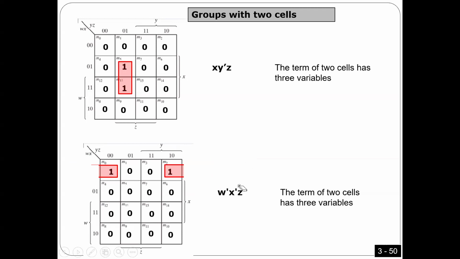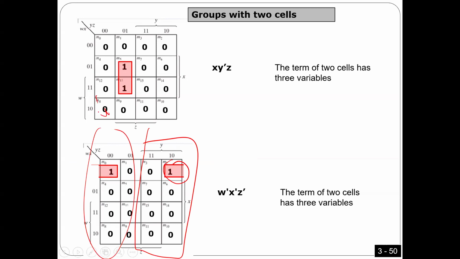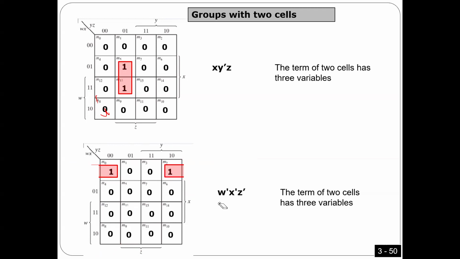What about Y? Wait a second. Here, part of it is in Y and part in Y prime. That means I have to cancel Y. And then, what about Z? It is in Z prime. And again, if you do what I did before, the intersection of these three areas is going to give you this group. Any questions?